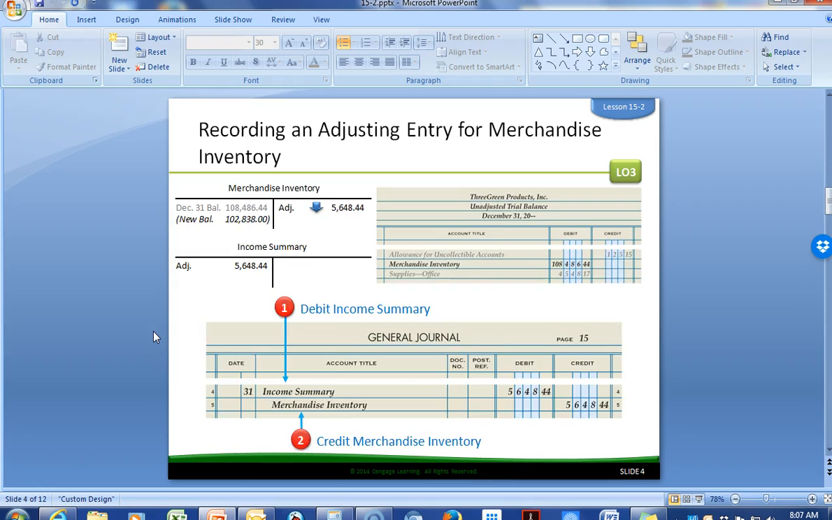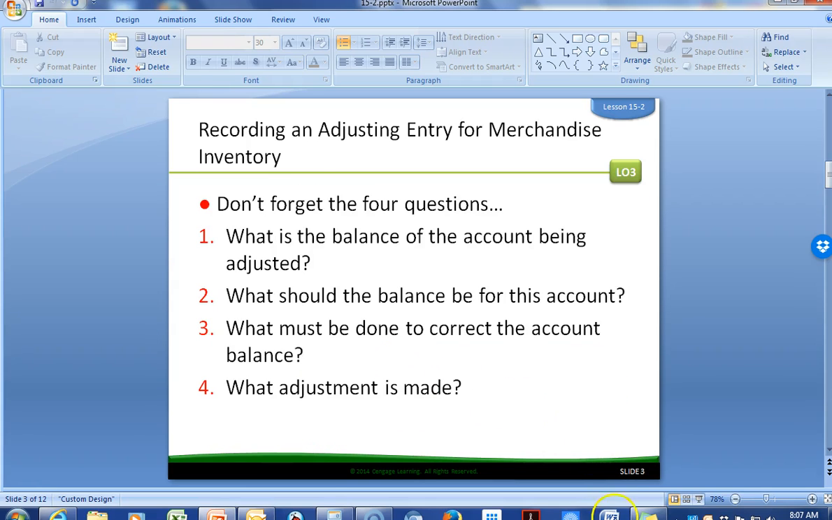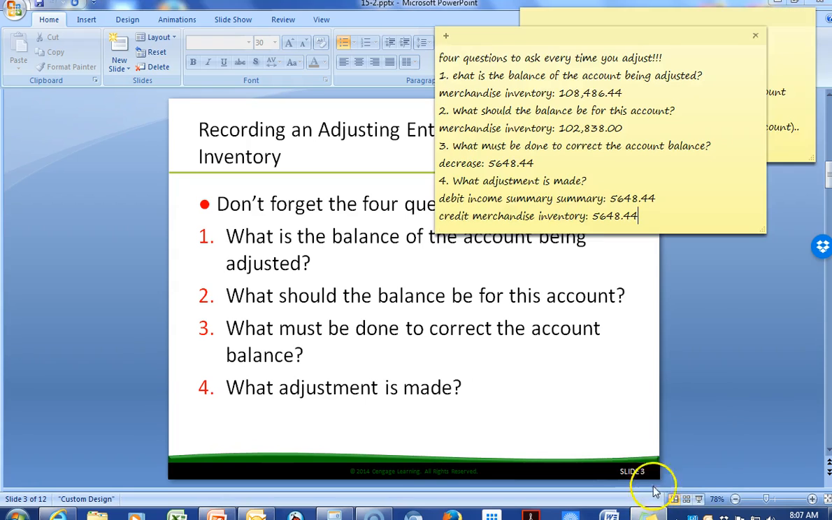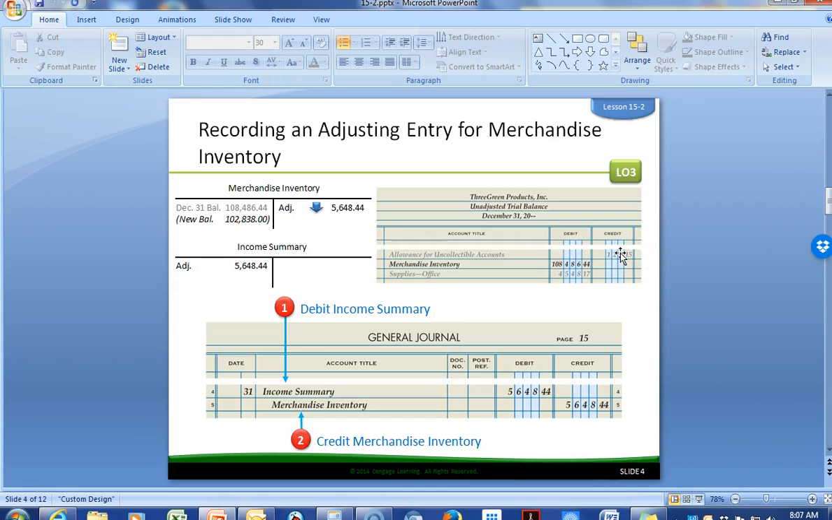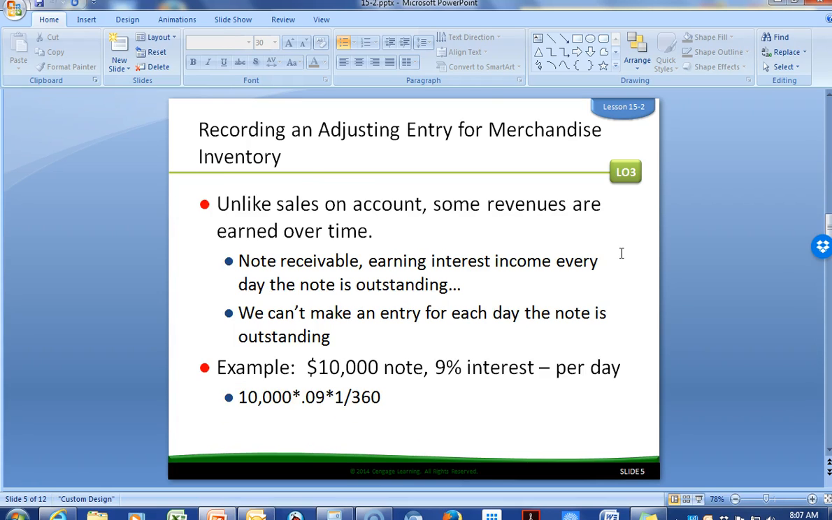Let's move on. So we answered those 4 questions. They were on our sticky notes right there. And we already did this. Good job. Now, recording an adjusting entry for merchandise inventory.